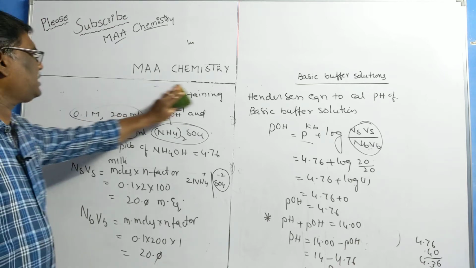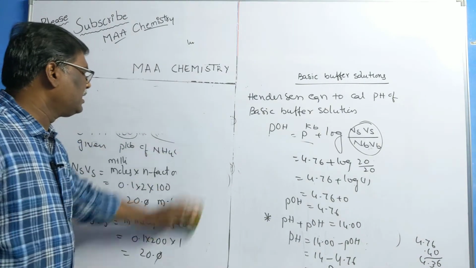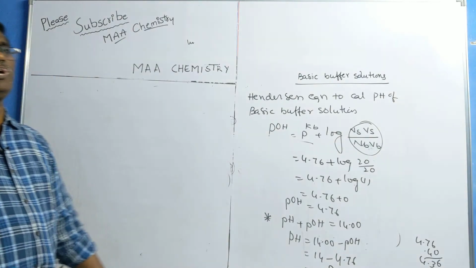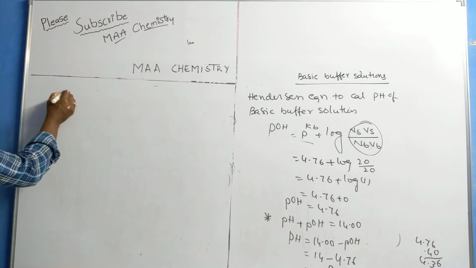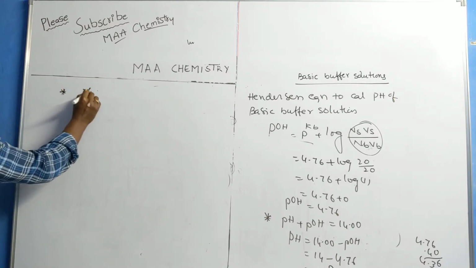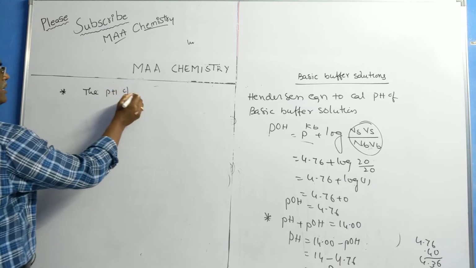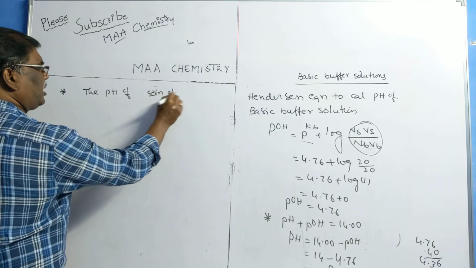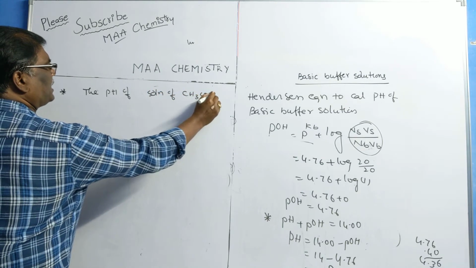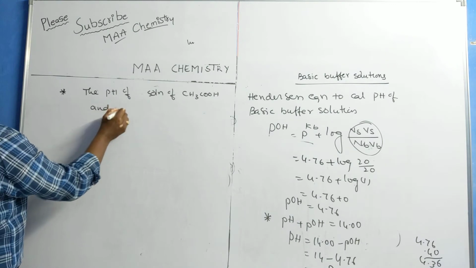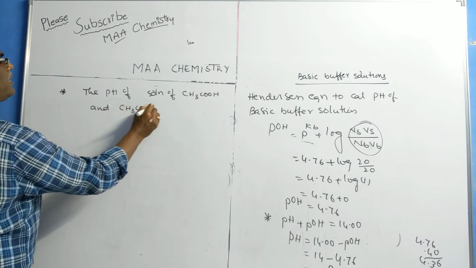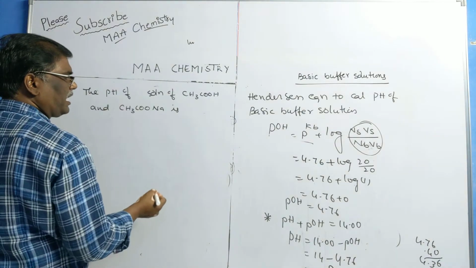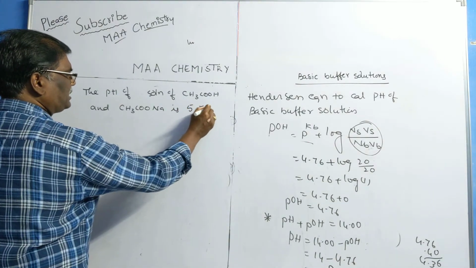Now we are going to discuss another model. Sometimes they will ask the ratio of acid to the salt, like that. So the question is: the pH of a solution of acetic acid and sodium acetate is, let us take as 5.76.